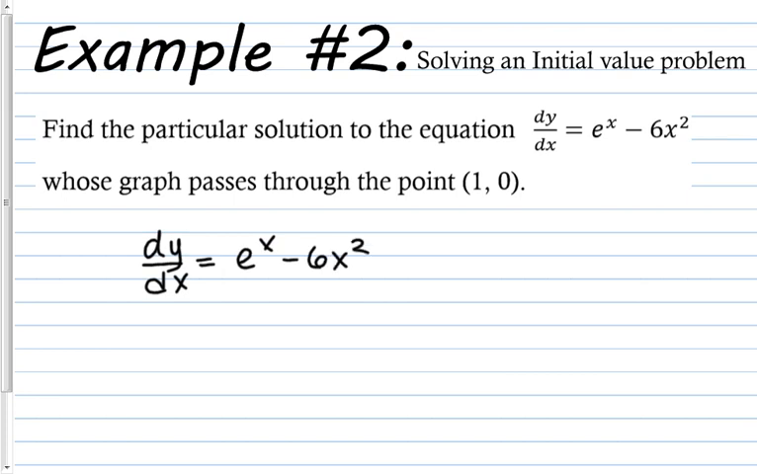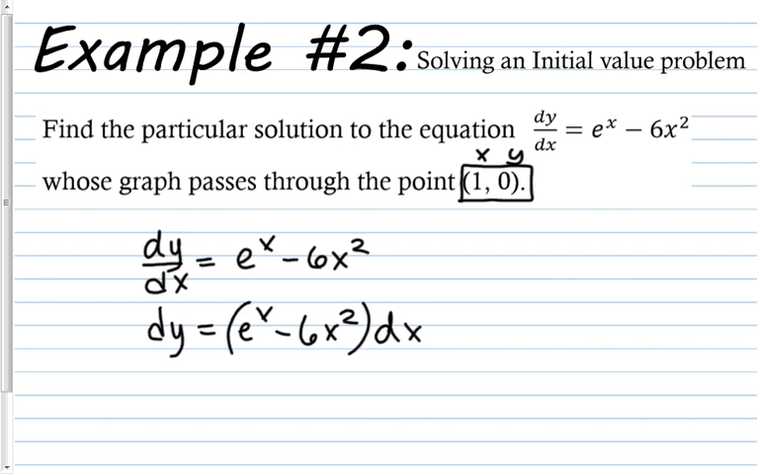So this is the function I'm going to antiderive. And my initial conditions are this right here. The original function, when x is 1, y is 0. So first off, separate the variables. So dy equals e^x minus 6x squared dx. And then integrate both sides.